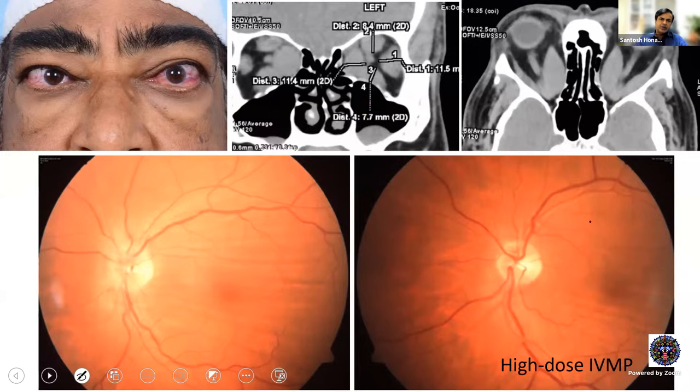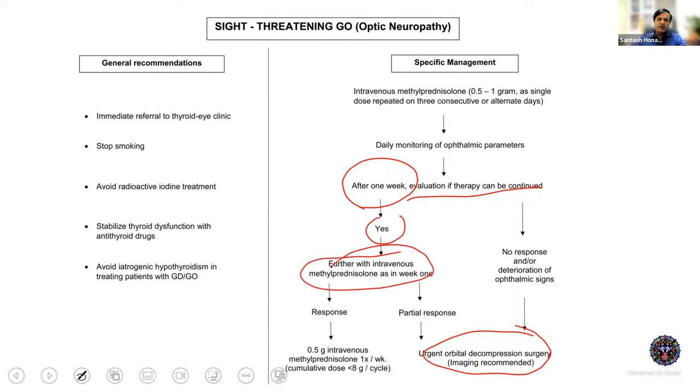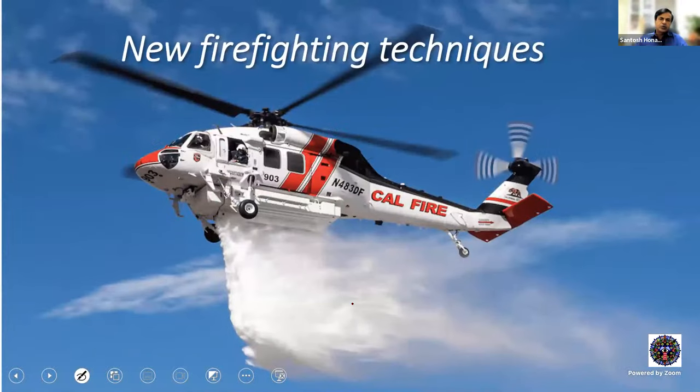This is one patient with severe choroidal folds with extremely compromised vision, and you can see the thickness of the extraocular muscle. Again, with high dose intravenous methylprednisolone, muscle thickness reduced and choroidal folds also substantially reduced. This is the EUGOGO recommendation. Intravenous methylprednisolone, same as I already mentioned, 500 to 1 gram as single dose, repeated on 3 consecutive or alternate days. Daily monitoring of ophthalmic parameters. They say after 1 week, evaluate if the therapy is to be continued. If there is no response, then you go for orbital decompression. If there is response, then further intravenous methylprednisolone, then of course immunomodulation, etc. So it's on predictable lines.